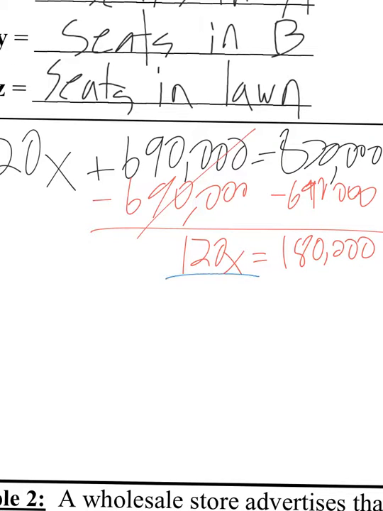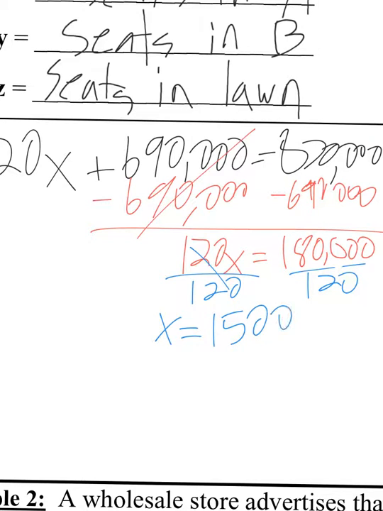Okay, and then we'll divide both sides by 120. And so we're going to get x equals 180,000. This is a 0, not a 2. It looks almost like one of my 2's. Divided by 120 is 1,500. All right. So x is 1,500. That's seats in A.